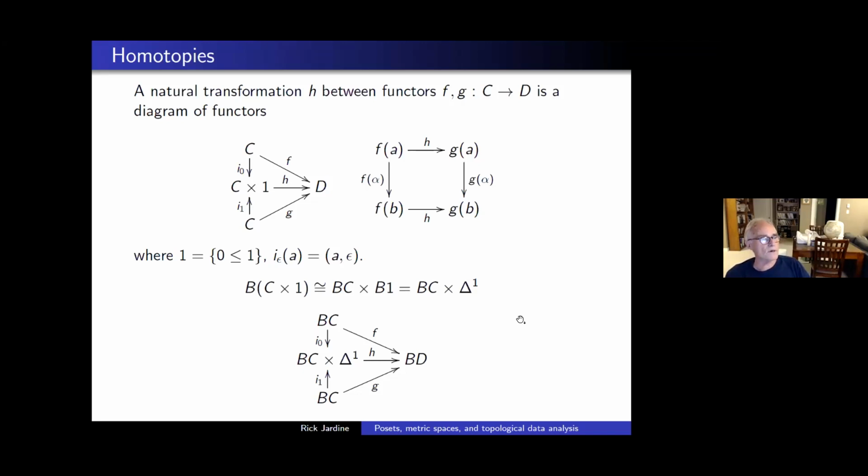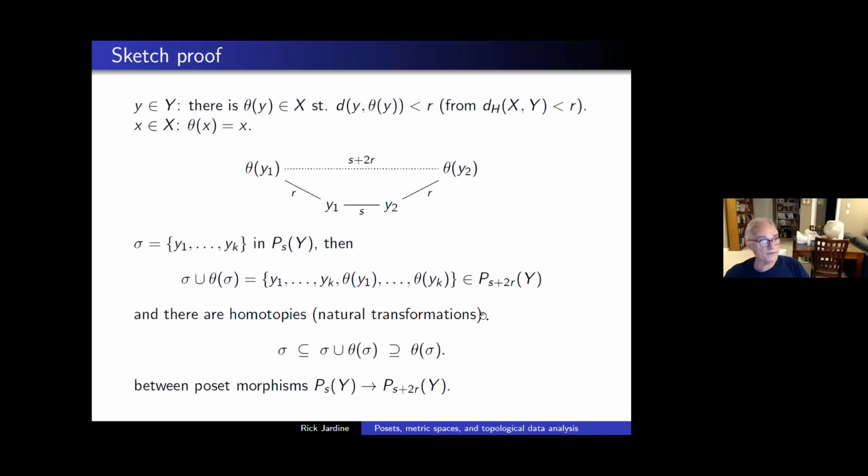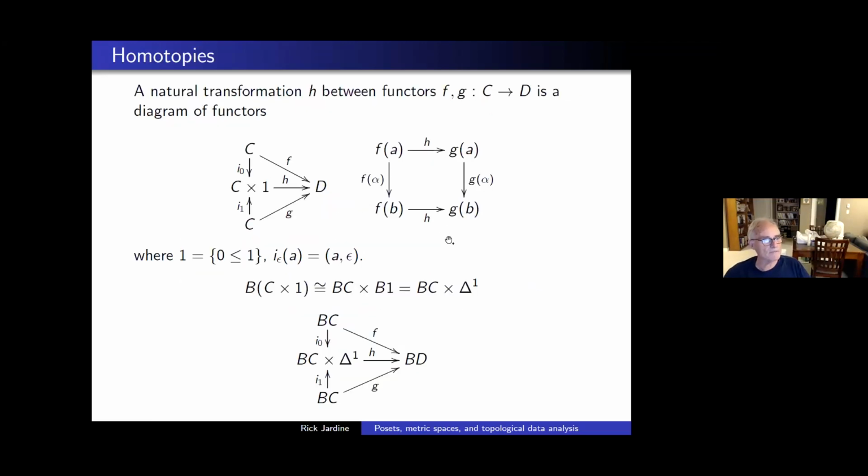All right, so going back to that picture, you see those two natural transformations are giving you homotopies between maps from the nerve of P_S of Y to the nerve of P_{S+2R} of Y, and that's giving you the stability theorem, or the statement of it.